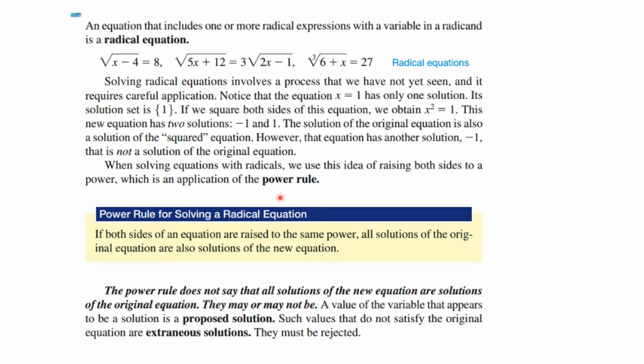To solve radical equations, we'll use the power rule. That is, if both sides of an equation are raised to the same power, all solutions of the original equation are also solutions of the new equation. But please understand, the power rule does not say that all solutions of the new equation are solutions of the original equation. They may or may not be. We have to test them. We call them proposed solutions until we test them. And if they don't satisfy the original equation, they are called extraneous solutions and must be rejected.